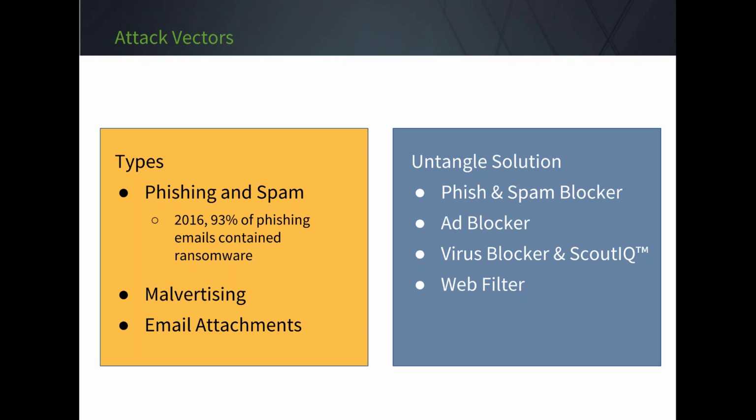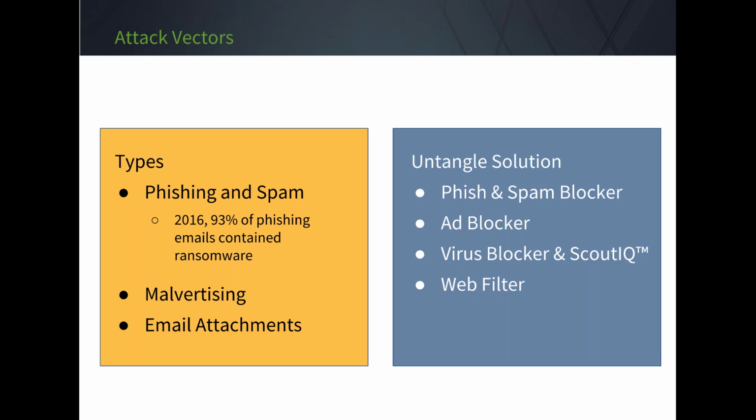Phishing emails are designed to fool a user or victim into sharing sensitive information, like their username, password, social security information, or credit card information. And when they have that information, they then use it in a malicious way. In 2016 alone, 93% of phishing emails contained ransomware, so that's a very, very high amount.